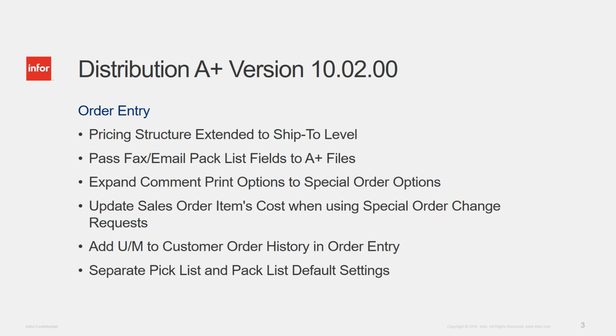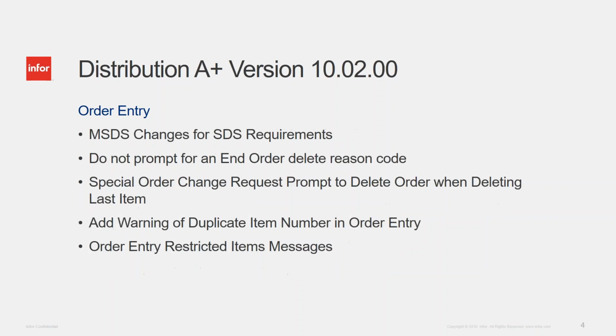Order entry projects include pricing structure extended to the ship-to level, pass, fax, and email pack list fields to the A+ files, expand comment print options to special order options, update sales order items cost when using special order change requests, add unit of measure to customer order history in order entry, separate pick list and pack list default settings, MSDS changes for SDS requirements, do not prompt for an end order delete reason code, special order change request prompt to delete order when deleting the last item, add warning of duplicate item number in order entry, order entry restricted items messages.